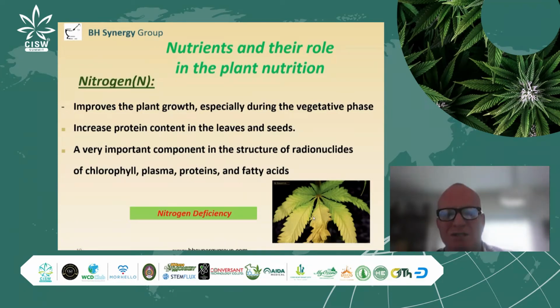How can we identify its deficiency? If there is too much irrigation, for example, and the plant can't take nitrogen from the soil, we can see chlorosis, very yellow, in this form. It looks like this; we'll see it better later. It's different in other crops.